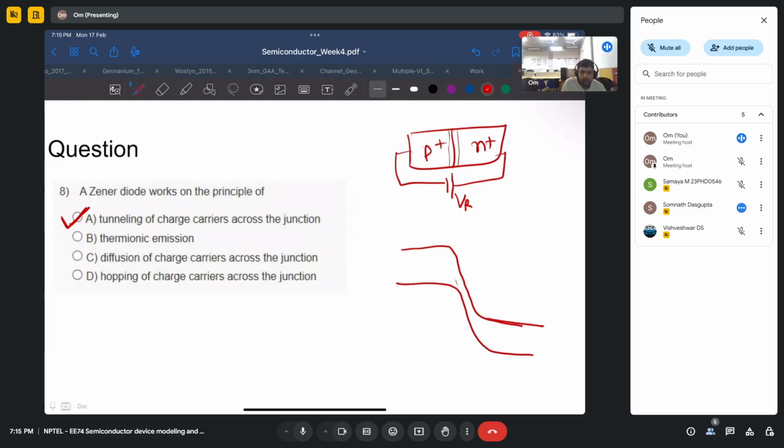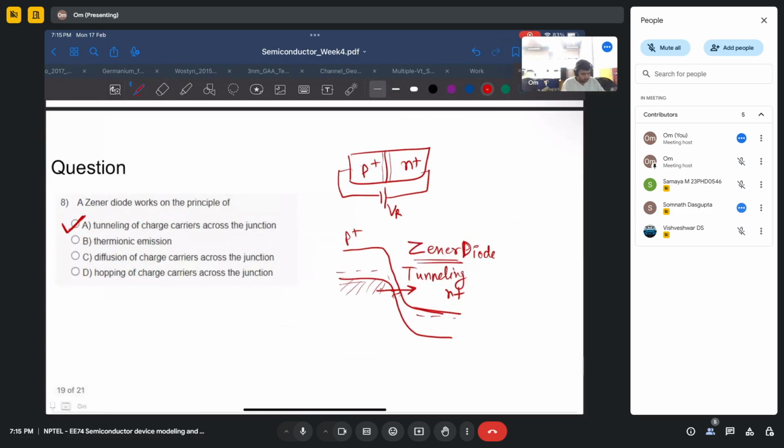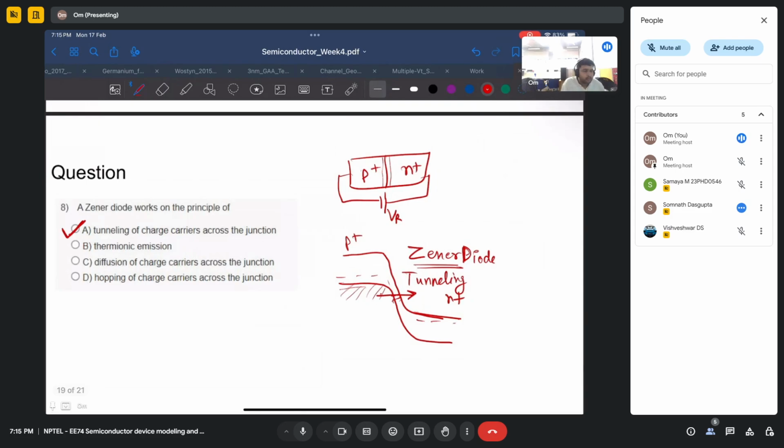So you get this kind of band diagram. This is the N plus side, this is the P plus side. Electrons that are there in the valence band tunnel through this depletion barrier and go to the N side. This is the principle of Zener breakdown, or that is how a Zener diode works. Okay, so I hope this is clear.